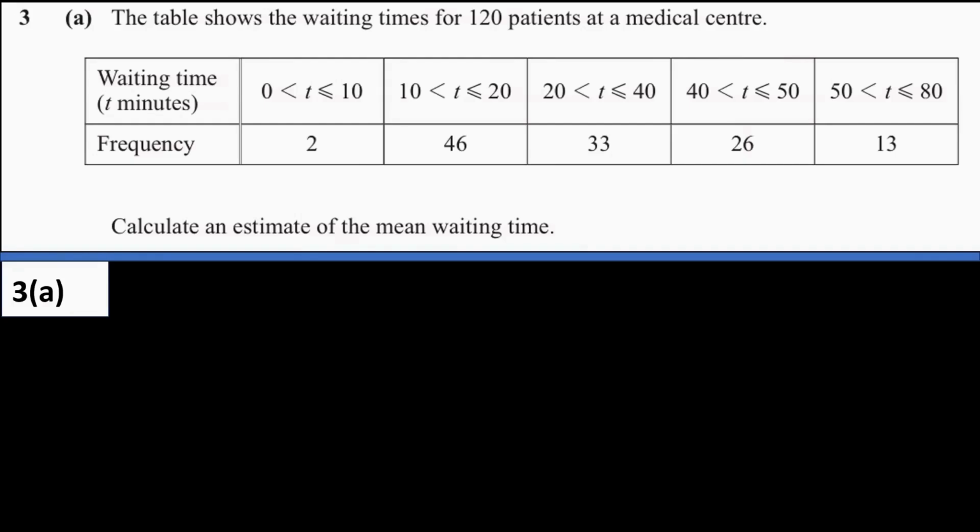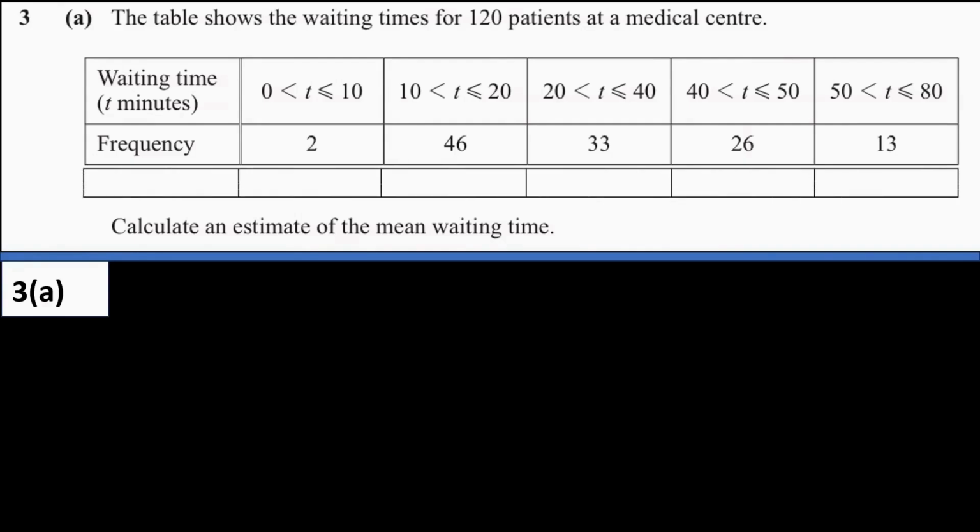So here, what are we expected to do? We are required to calculate an estimate of the mean waiting time. So what we are going to do is to insert another column here. We are going to bring up what we call the mid value, because for us to estimate the mean, we need the mid value.